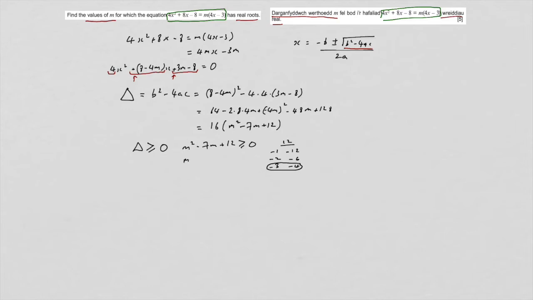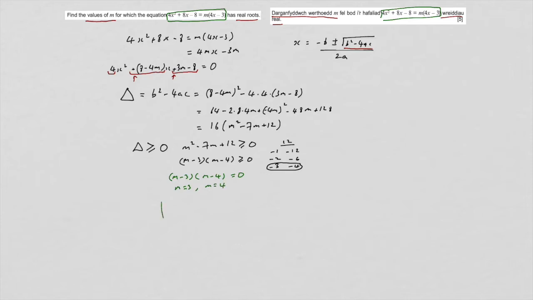So that gives us (m minus 3)(m minus 4) greater than or equal to 0. Now at this point, it's a good idea to think about when this is actually equal to 0. And that's of course going to be when m minus 3 is 0, so m is 3, or when m minus 4 is 0, so that's m equals 4.